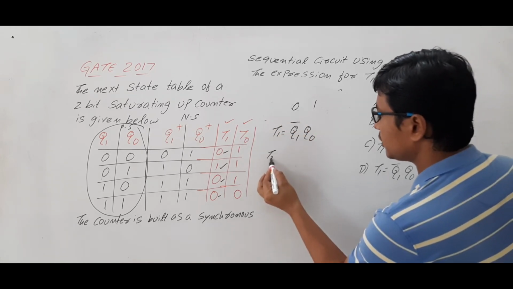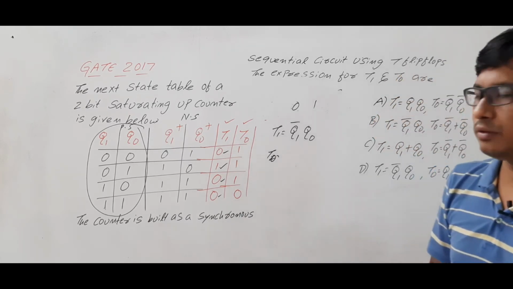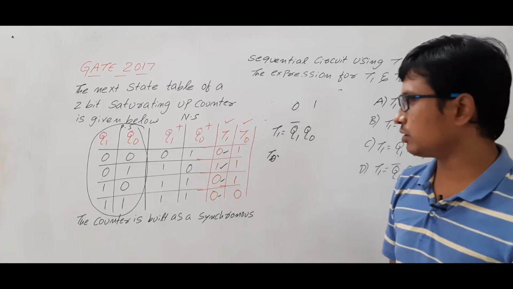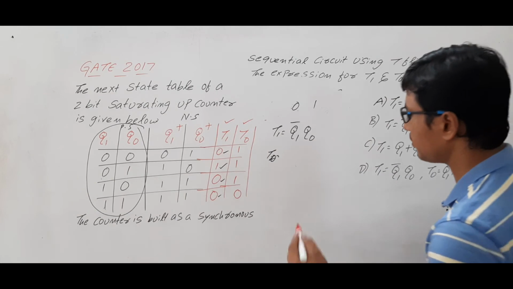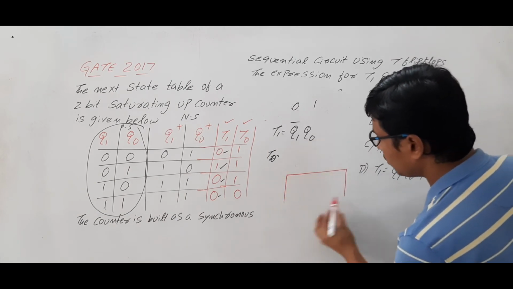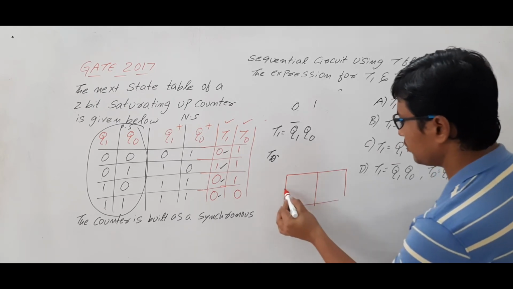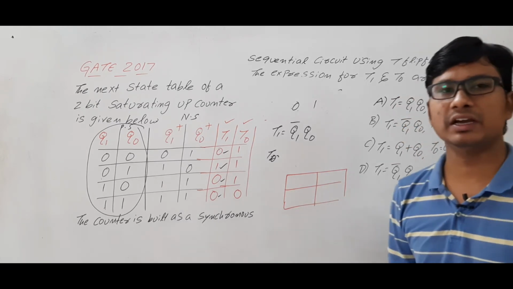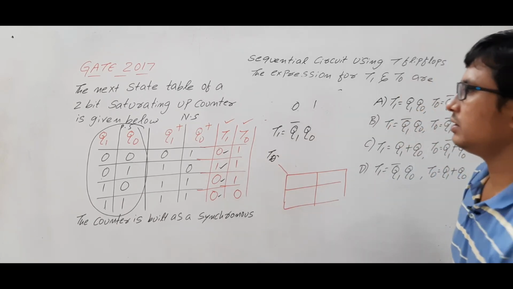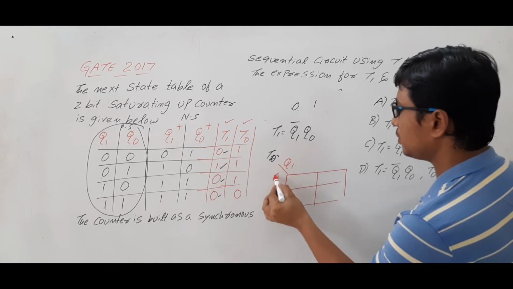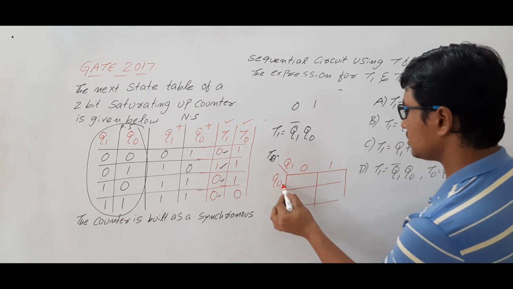Similarly, if you look at t0, you have the 3 min terms. Am I right or wrong? So what I can do is that using the k map, I can simplify it. Let me use the k map. If you have 2 variables, how many cells will come in the k map? 4 cells will come. If you have n variables, the k map will consist of 2 power n cells. Okay, you will have q1 and q0. Am I right or wrong? Okay, so you will have 0, 1, 0, 1.